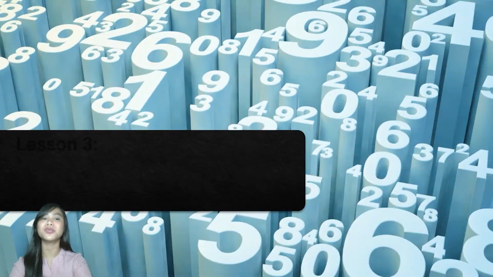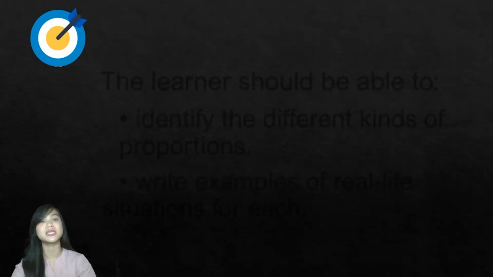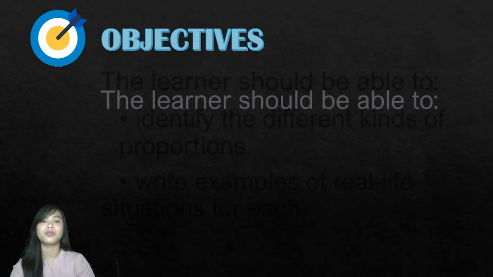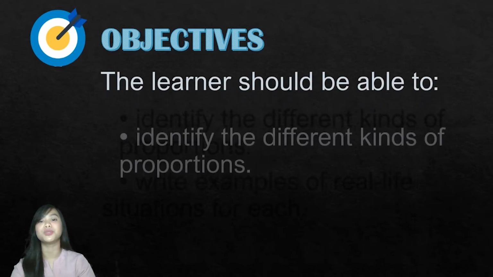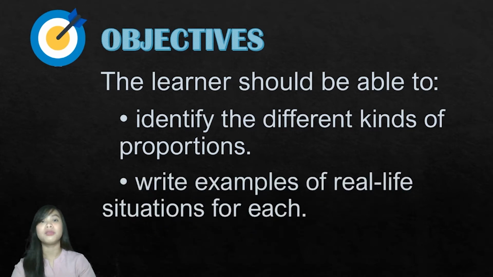And the lesson we have is lesson 3, which is about the kinds of proportions and its examples in real life situations. But first, let's have our objectives for today's discussion. Of course, first, the learner should be able to identify the different kinds of proportions and write examples of real-life situations for each kind of proportion.